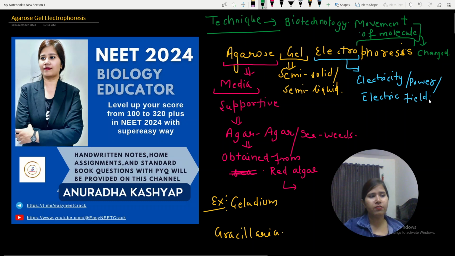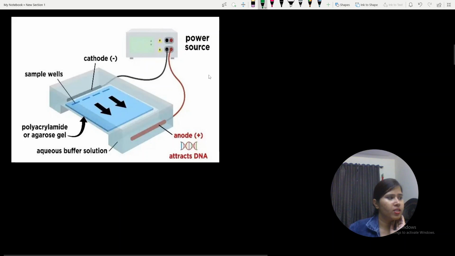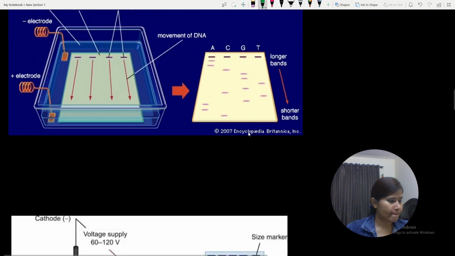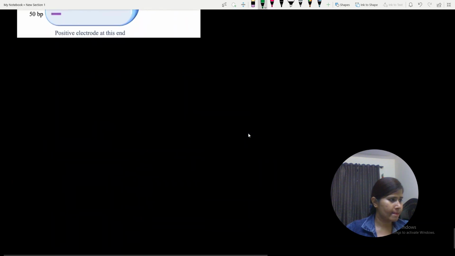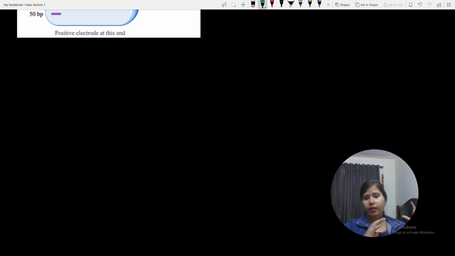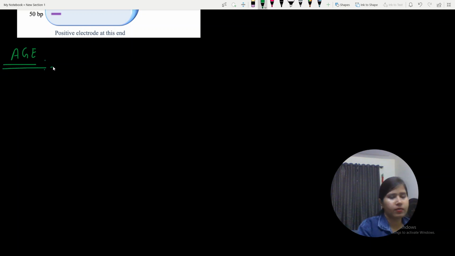So one question will come to your mind then: which kind of instrument are we going to use to perform this technique, right? This is the diagram of the instrument. Students, I am going to tell you about the whole process of agarose gel electrophoresis, and then I will cover all these things in one flow. So first of all, basically what happens here when I'm talking about agarose gel electrophoresis.